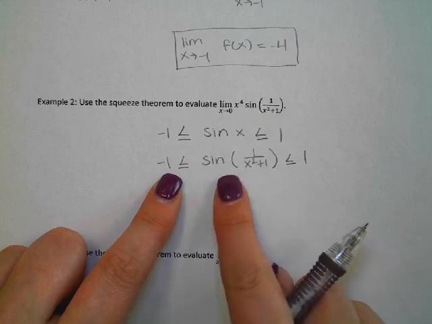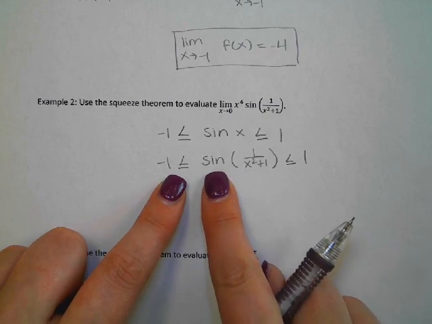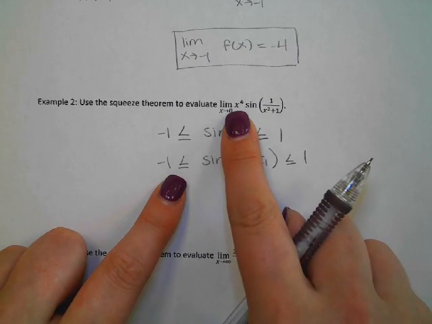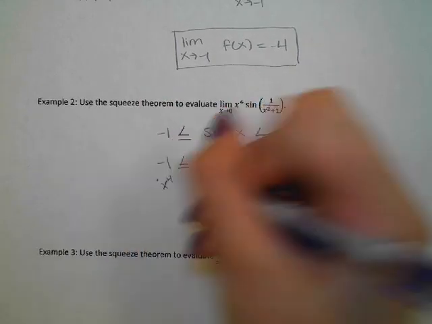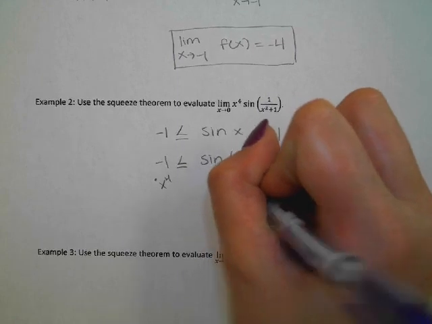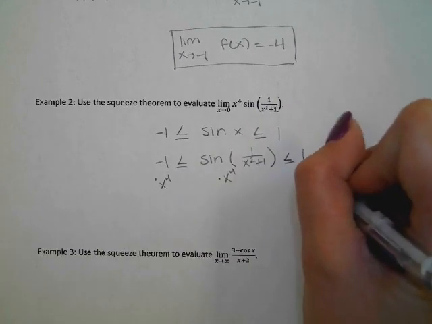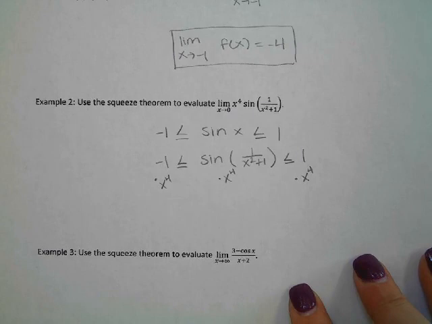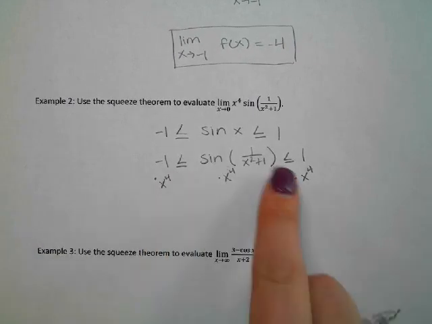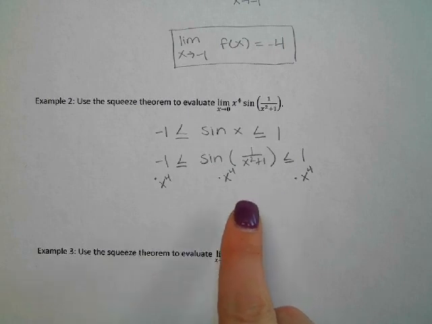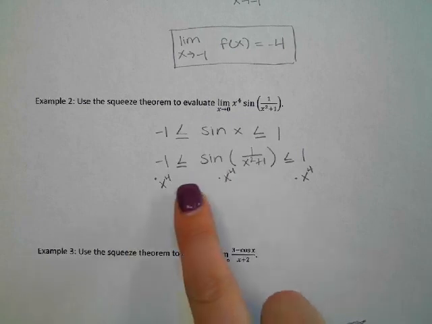Now I can go ahead and figure out how to get that x to the 4th in the front. And so I'm going to multiply by x to the 4th, and multiply by x to the 4th, and multiply by x to the 4th. You have to be careful here, because whatever I do to this inequality, I have to think, could I be multiplying or dividing by a negative? Because if I could, I need to change my symbols.